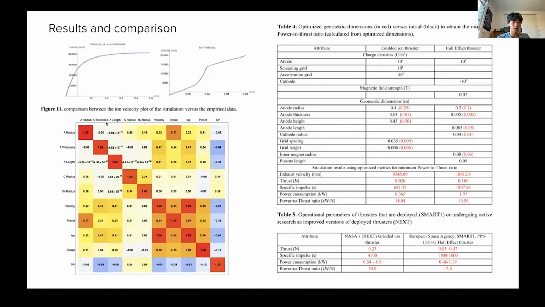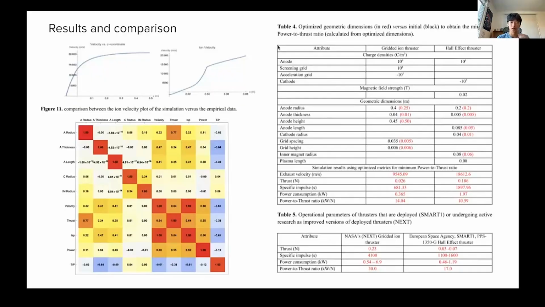I was then using the simulation. I then ran grid search over a lot of plausible parameters that I used research to find. What is the minimum size of the anode? What's the maximum size of the anode? What's the minimum radius? What's the maximum radius?